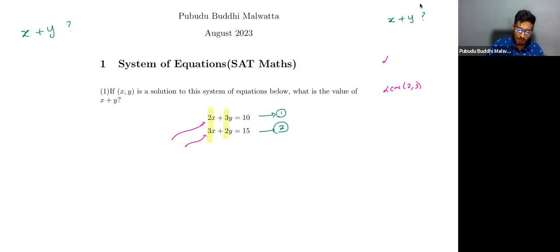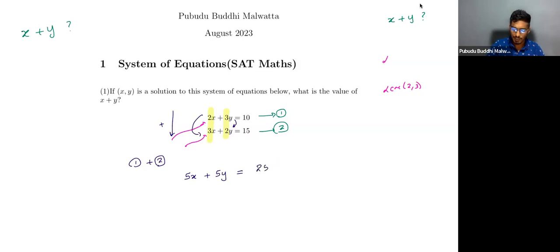What if, for no reason, we add these two equations? What will happen? So 2x plus 3x equals 5x, and 3y plus 2y equals 5y. Let's do that. 1 plus 2, 5x plus 5y. Then 10 plus 15, that is 25. So basically 5x plus 5y equals 25.